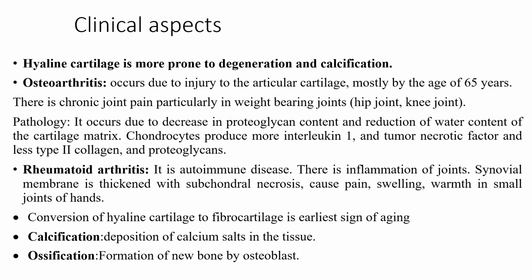It is an autoimmune disease in which there is inflammation of joints. The joints have pain, swelling and warmth in the small joints of the hand. It occurs because the synovial membrane is thickened. Then, conversion of hyaline cartilage to fibrocartilage is also one of the earliest signs of aging.